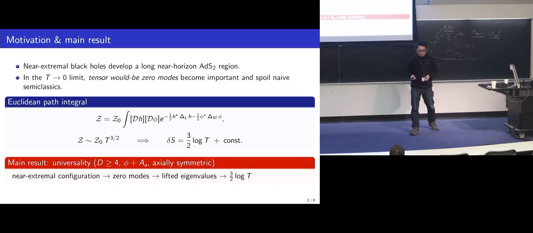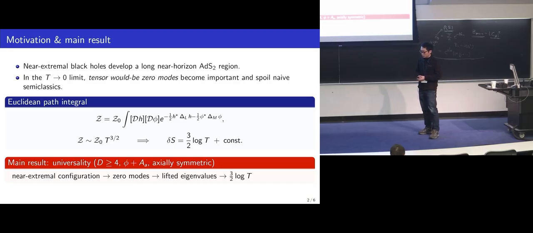It is well known that for an extremal black hole, the near horizon part develops an AdS2 throat. If you do a Euclidean path integral in this AdS2 region, you find there exists a set of tensor zero modes. That tells us if we calculate the one-loop determinant, you get 1/0. It is a signal that when you take the T goes to 0 limit, before you really see the extremal black hole, there are already large quantum fluctuations that spoil the semi-classical picture.